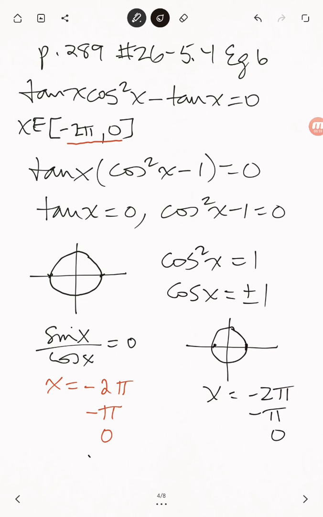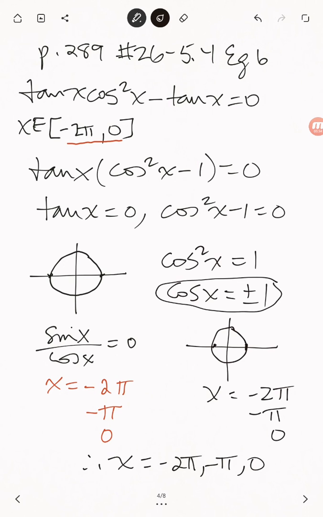So therefore, the overall answer is negative 2 pi, negative pi, and 0. Now, if there were different answers for this equation from this equation, then that's fine. We just put them all together. The only thing we need to do is make sure that all the answers we get are in our allowed domain, and they are, so we're good.